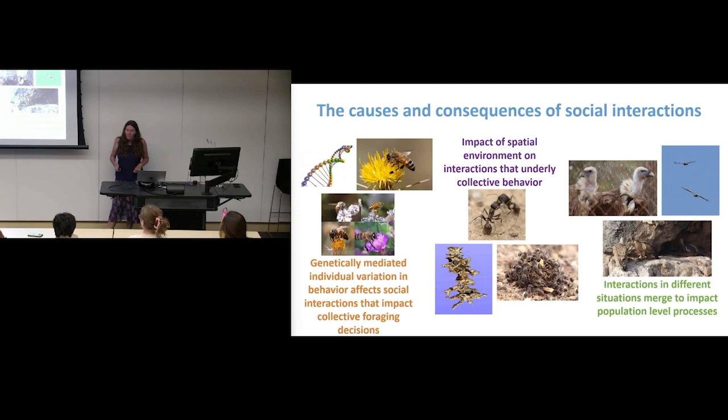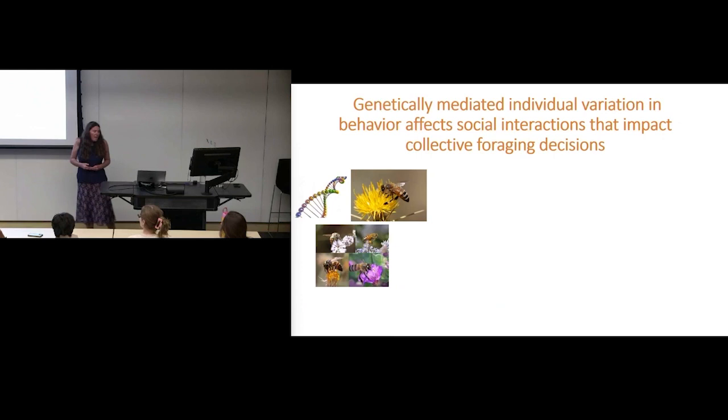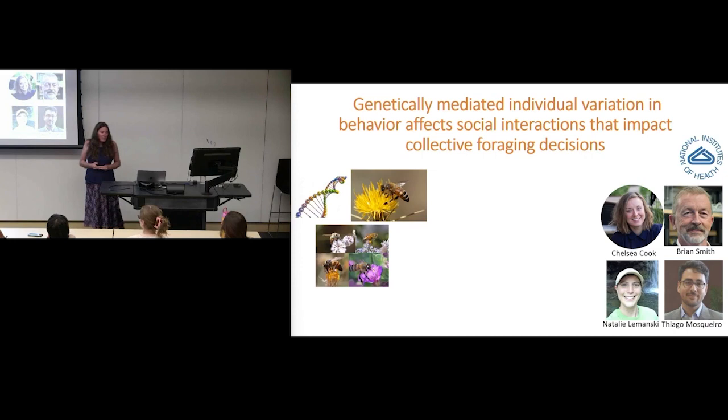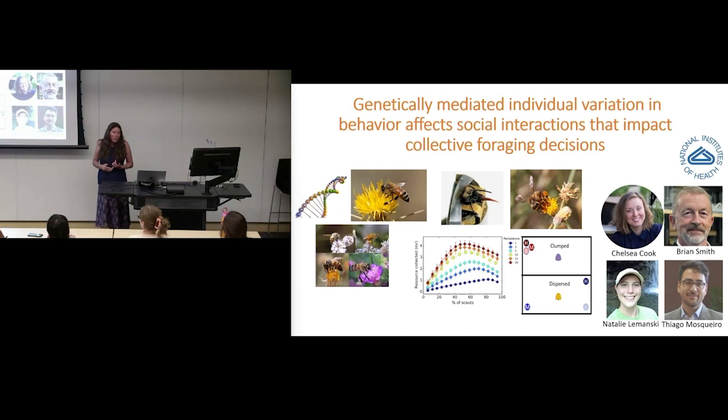So I'll jump straight into it, talking about the honeybee project. This was a really, really fun project. We got to combine many levels of analysis all the way from the genes through the individual, through the social behavior, linking to ecology. This is a collaborative work with Brian Smith from CSU, who was funded by the NIH. And along with Brian Smith, we worked with three fantastic postdocs, Chelsea, Natalie, and Diago. And we combined lab work with field work with some simulations and computational work. And so I'll tell you a little bit about this project.